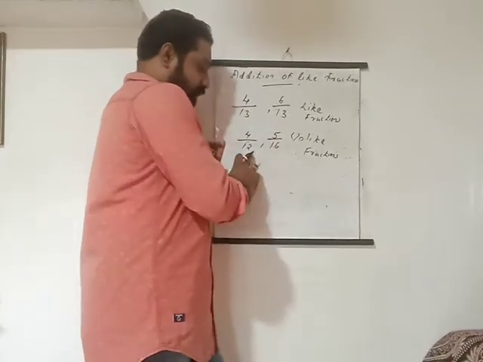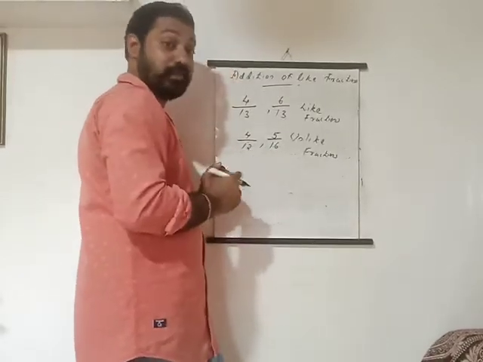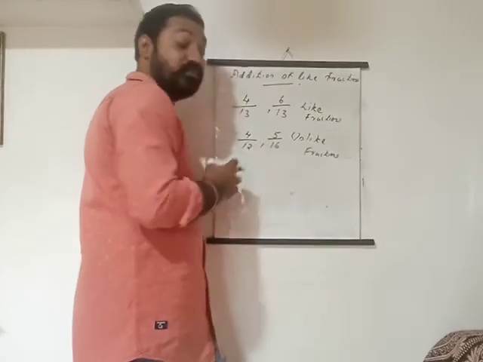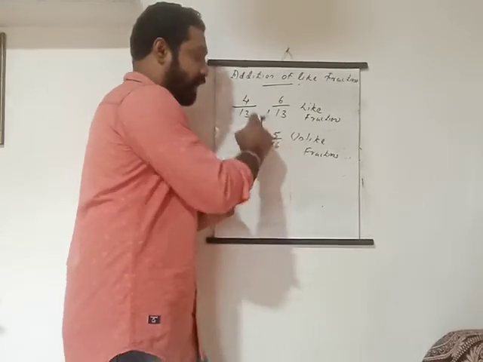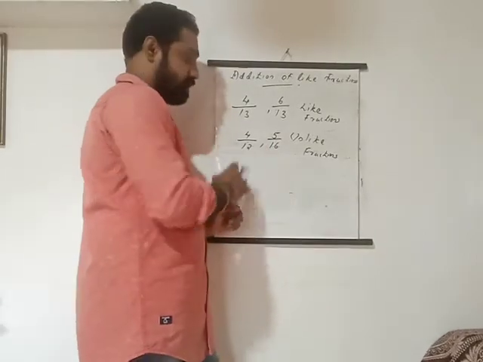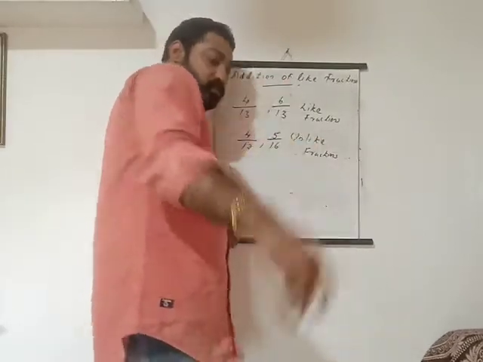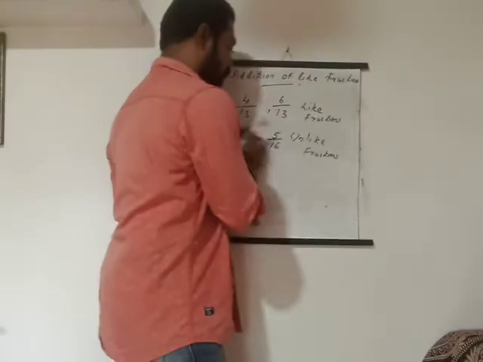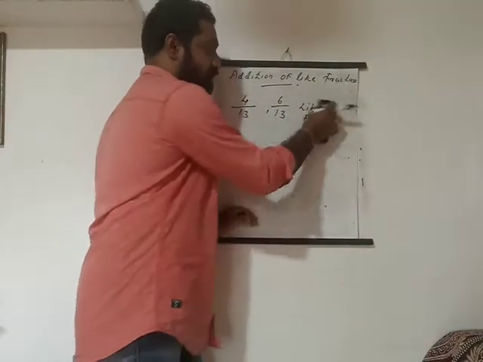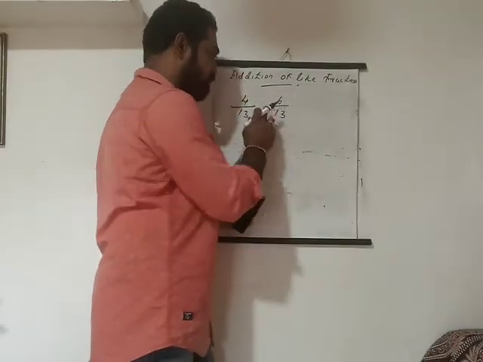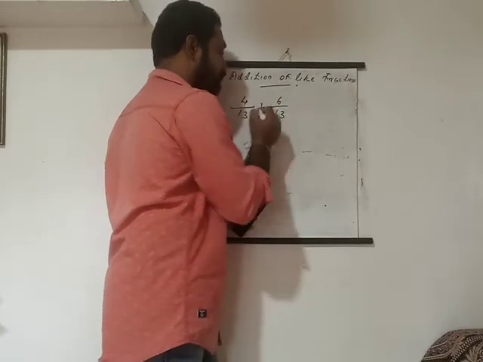Here you can see that 12 and 16 have different denominators. So these are called unlike, and these are called what? Like fractions, having the same denominators. So we are going to study the addition of like fractions. How can we add like fractions? Very easy.